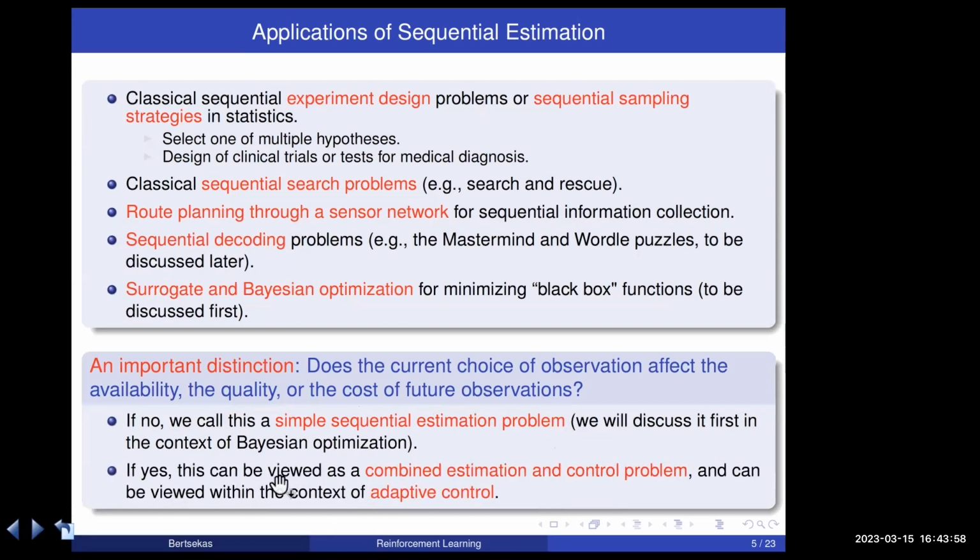A more complicated one is when, once I take an observation now, that may preclude the options for the future. So this has more of the character of a control problem and can be viewed as a combined estimation control problem within the context of adaptive control. So we're going to talk about Bayesian optimization first.